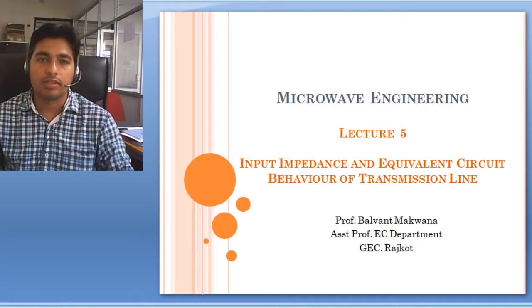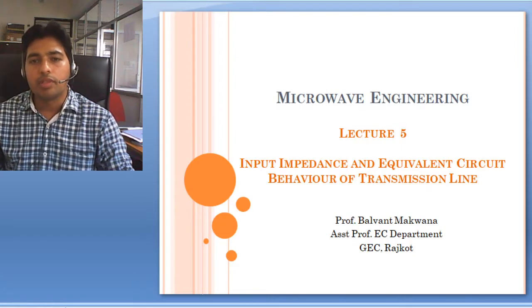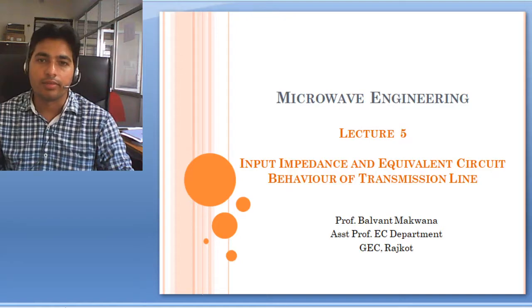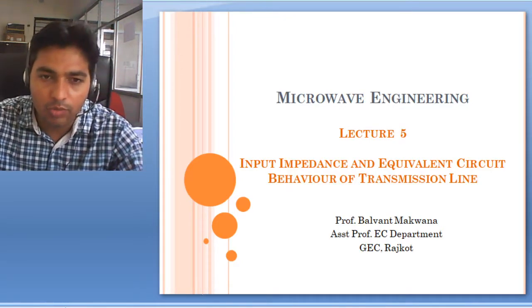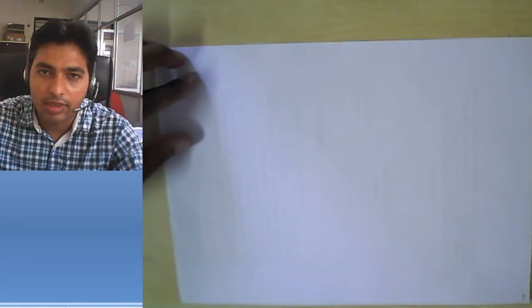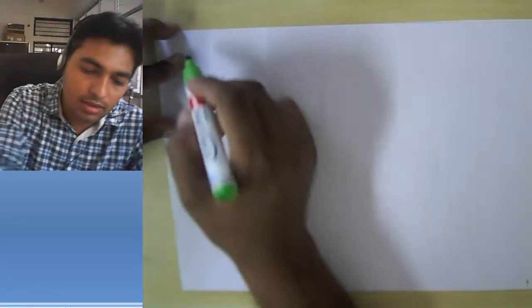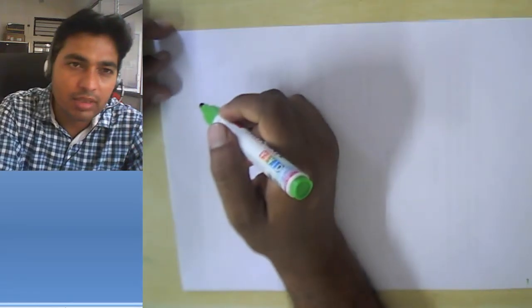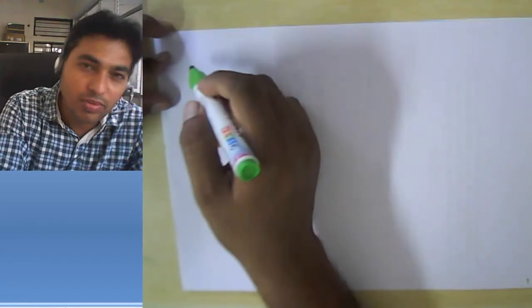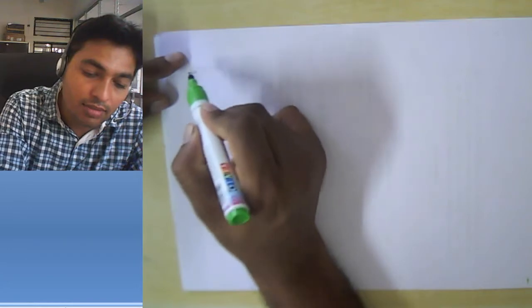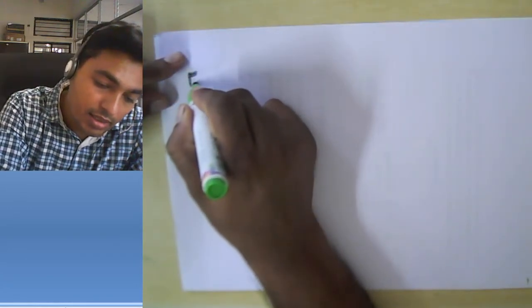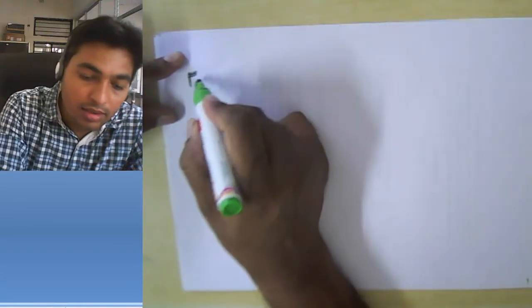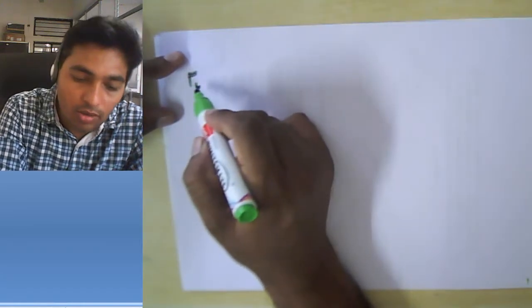It's lecture number 6. It is about input impedance and equivalent circuit behavior of a transmission line. Previous to this lecture, we defined certain parameters in the last lecture. We have seen the reflection coefficient, denoted by capital gamma L. This will be the reflection coefficient at the load.